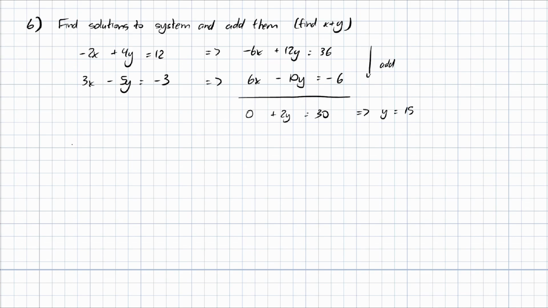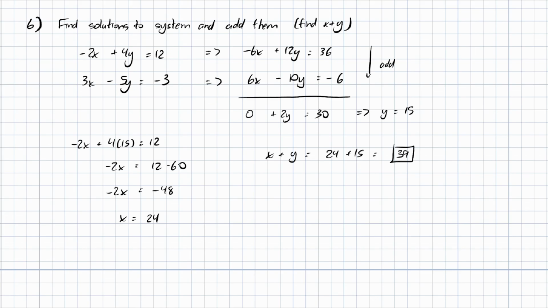I can put this in any equation to obtain my answer. Let's see what I get. Alrighty, so x plus y equals 24 plus 15 equals 39. And that is my solution. You can double check with the other equation as well. So 3 times 24 minus 5 times 15. This is 72 minus 75, which is negative 3, which is correct.